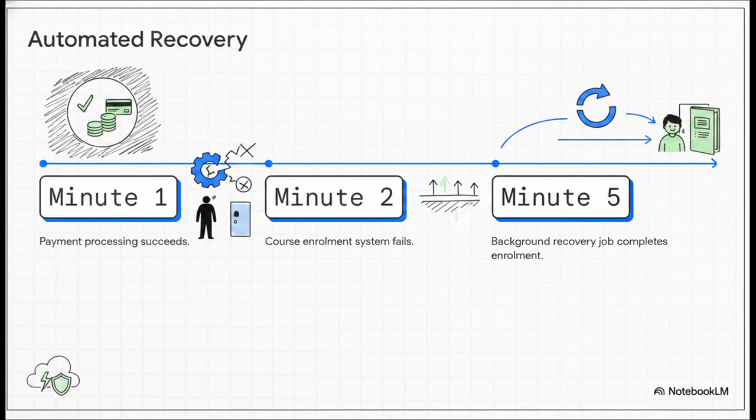In distributed systems, workflows partially succeed all the time. This illustrates exactly why asynchronous compensation workflows are strictly required. By minute 5, a background reconciliation job automatically detects that successful payment without matching access, and it just repairs it by completing the enrollment. Resilient systems don't just prevent failure, they automatically recover from it.